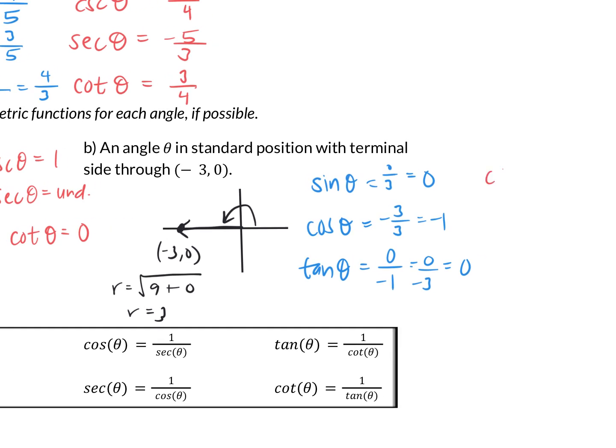And then we can go ahead and rewrite our reciprocal functions. So I'm just going to flip these fractions upside down. What's the reciprocal of 0 going to give me? Undefined. The reciprocal of -1 is just going to be -1. And again, the reciprocal of 0 is undefined.